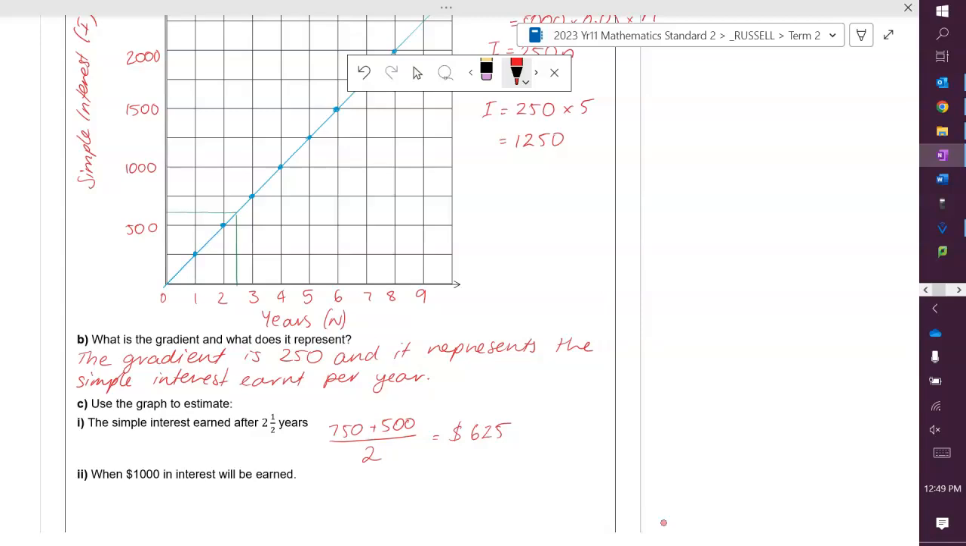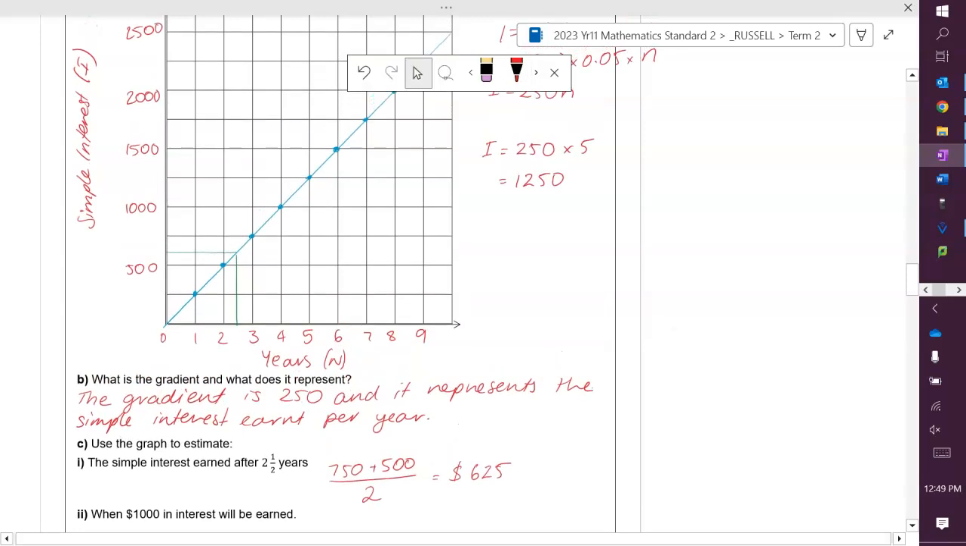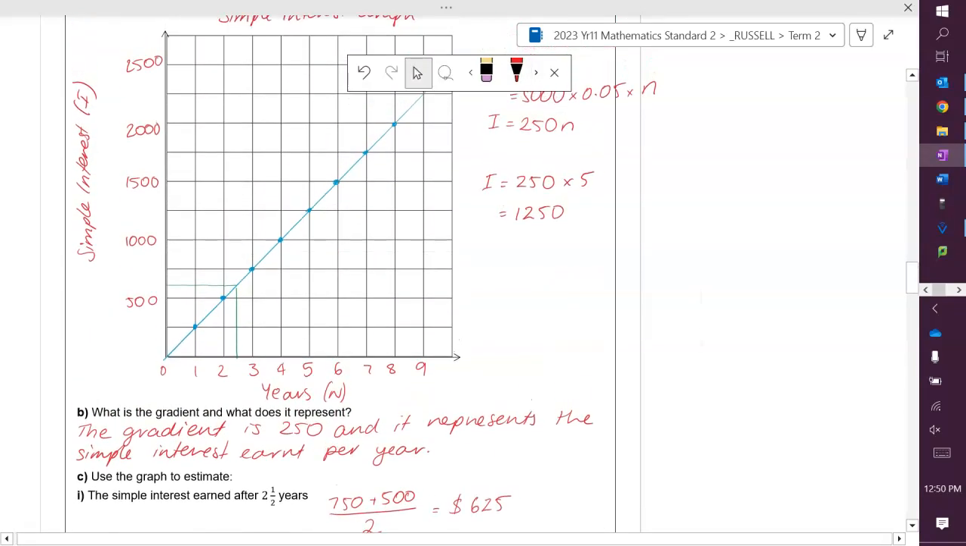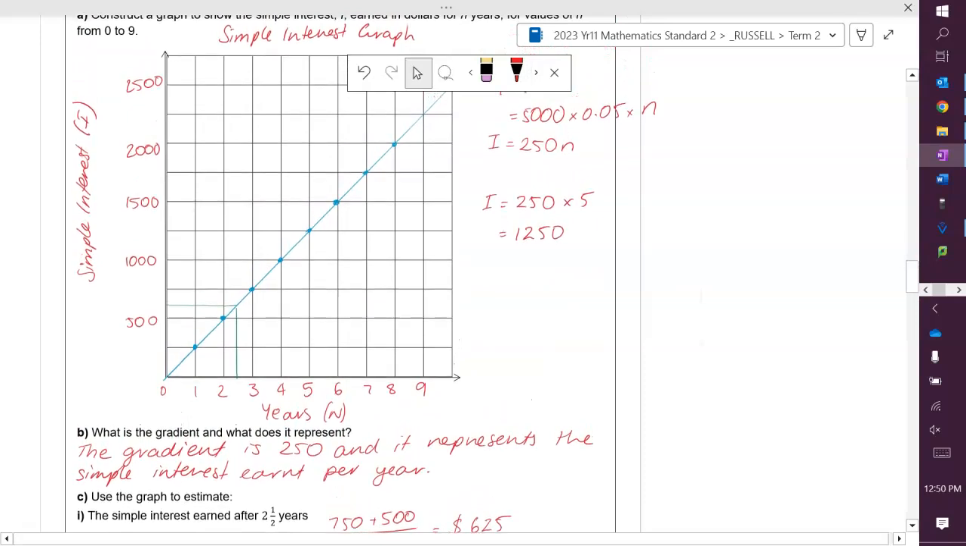And the last one says when $1,000 in interest is earned. So if we come up until we hit 1,000, and we go across until we hit our line, and down, how many years is that? And that would be 4 years. So reading from a graph, we've done this before, but this is just using it in that simple interest context.